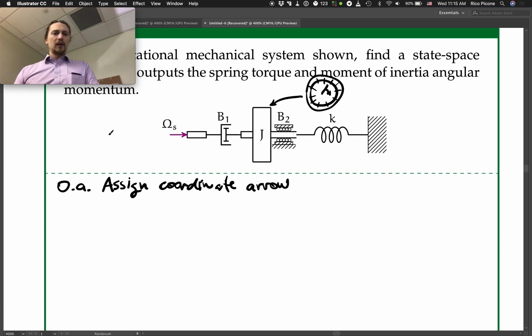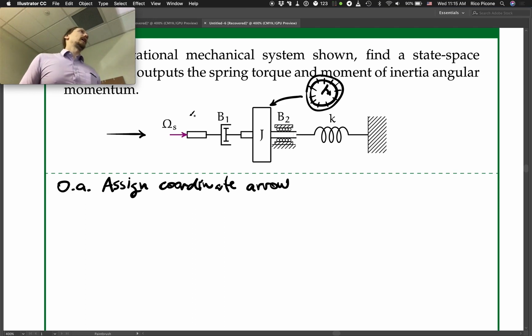So the coordinate arrow, we might as well draw it in the direction of the angular velocity source, which is always our preference, right? If we can. We like to do that, but we don't have to. And in some cases, you might have multiple sources, and they might be pointing in different directions, and you just have to choose a direction.